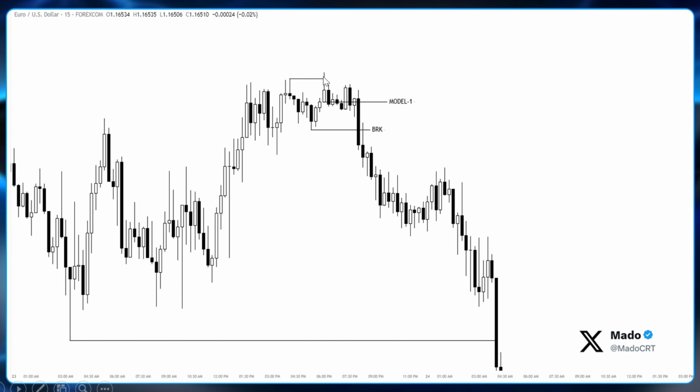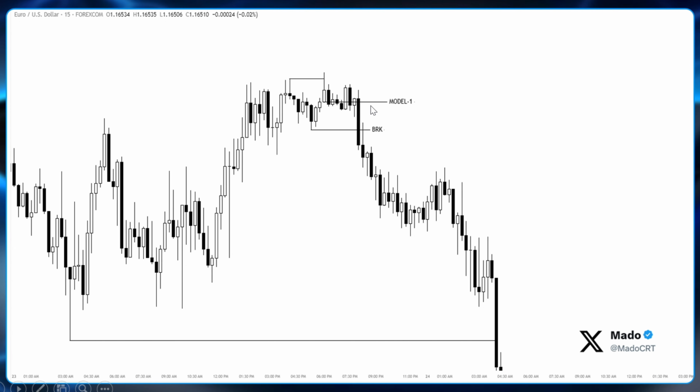You can see right here, price purges liquidity or the CRT high and instantly rejects it. That's your confirmation that the market has just taken out liquidity. This is the moment the TSQ begins. Remember, without the turtle soup, there's no TSQ. The entire sequence starts and ends with it.